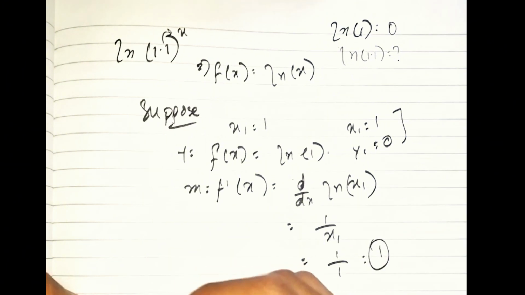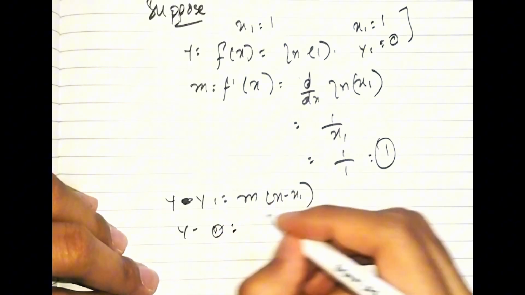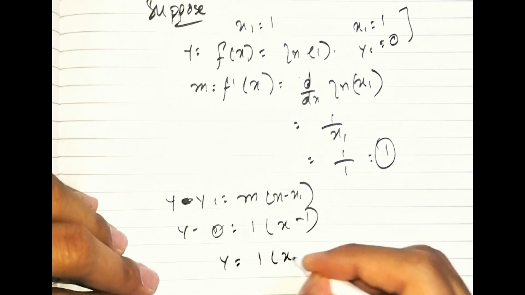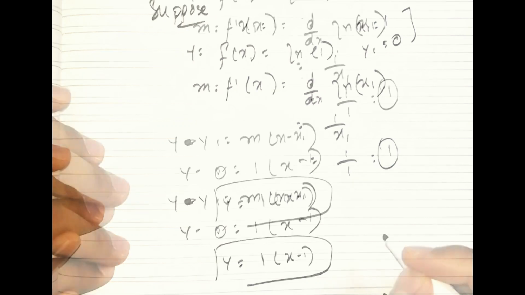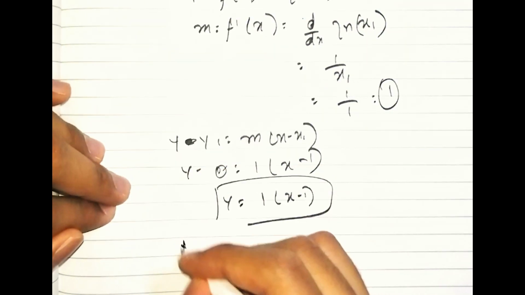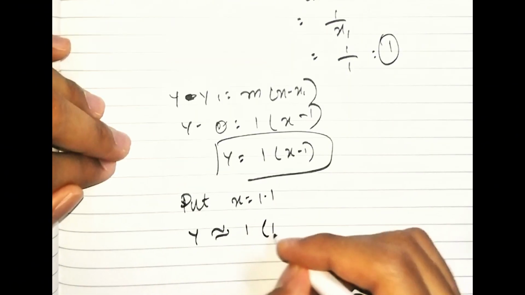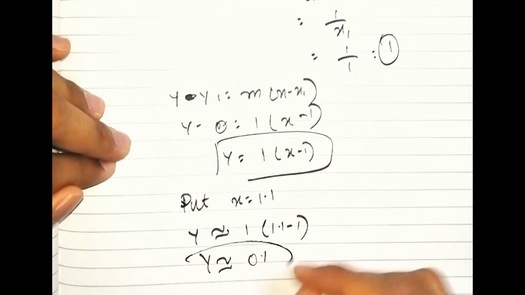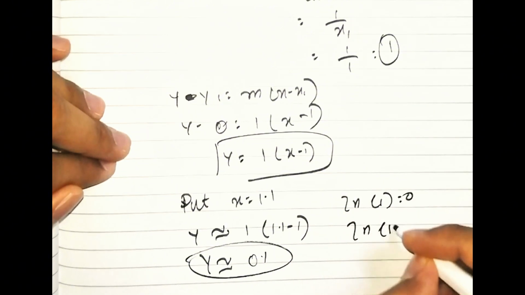Now let's put all of these things into the point slope form. y minus y1, where y1 is 0, m is 1, x minus x1 where x1 is 1. So y will be equal to 1 times x minus 1, and now this is my tangent equation which we can use to approximate the value of natural log of 1.1. Okay, put x is 1.1, so y will approximately be equal to 1.1 minus 1, so y will approximately be equal to 0.1. And again, this makes sense because natural log of 1 is 0 and natural log of 1.1 is just about 0.1.